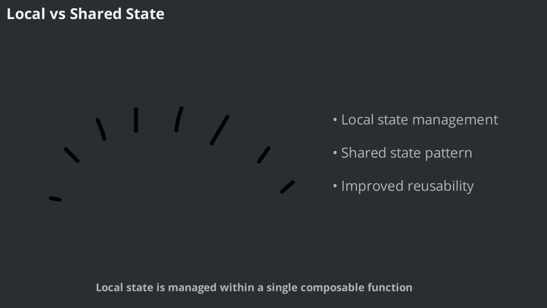Local state is managed within a single composable function, typically used for UI elements that don't need to share their state. It's created using remember and mutableStateOf, which retain values across recompositions. Shared state is moved up to a parent component, making it easier to manage across different parts of the UI. This approach improves reusability and separation of concerns.